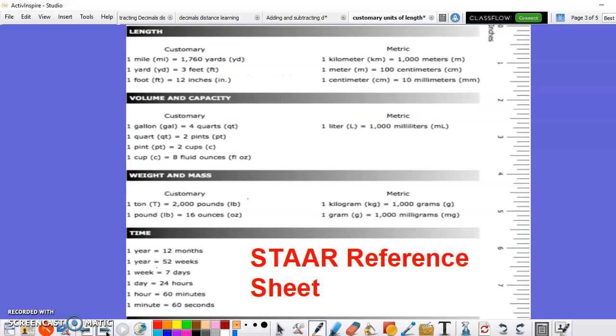So this is a copy of the reference sheet that is included in your STAR test booklet. We also use them in class. You should be familiar with seeing this. Here it has the different customary and metric units of length, volume, capacity, weight, and mass, and then time is down here. Today we're just focusing on the customary system. So 1 mile is equal to 1,760 yards. 1 yard is equal to 3 feet. 1 foot is equal to 12 inches.